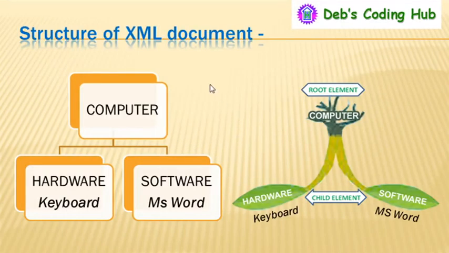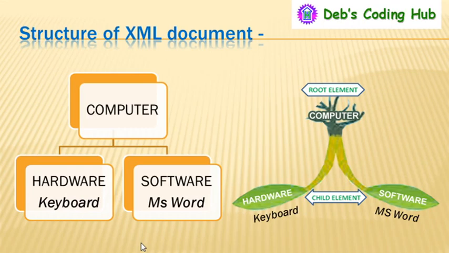To create an XML document, we must understand the structure of the XML document. In this XML document structure, computer is the topmost element. It is also called the root element or the document element. And under computer, we have hardware and software as two child elements. And these two child elements will store keyboard and MS Word as data.